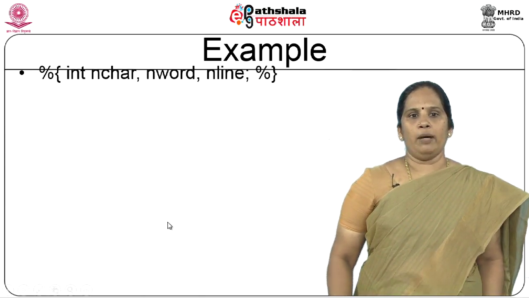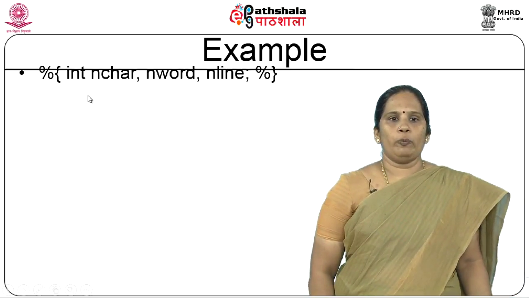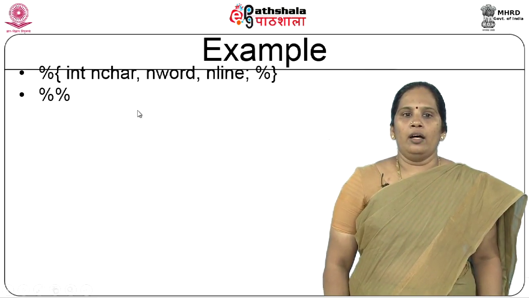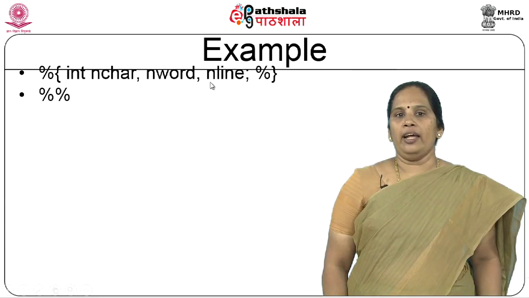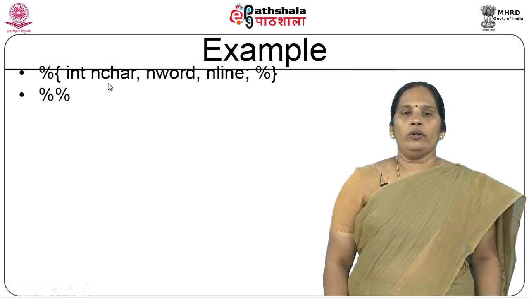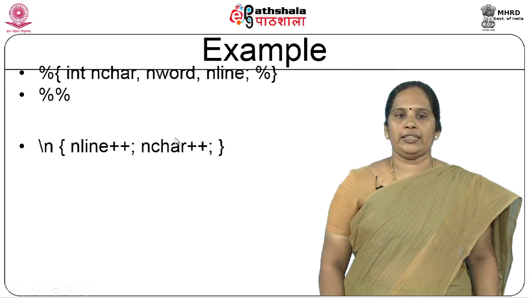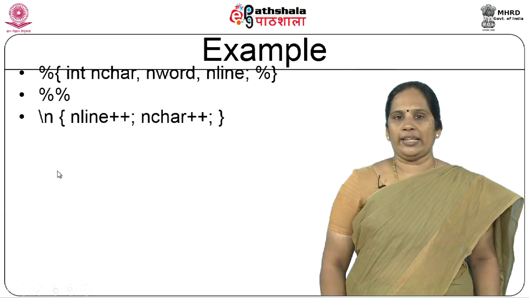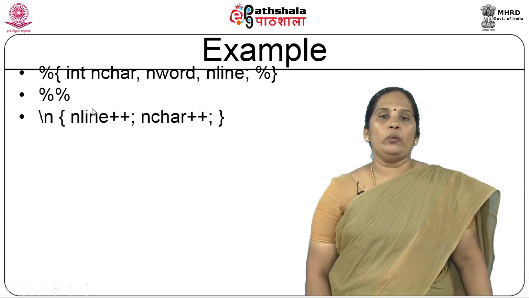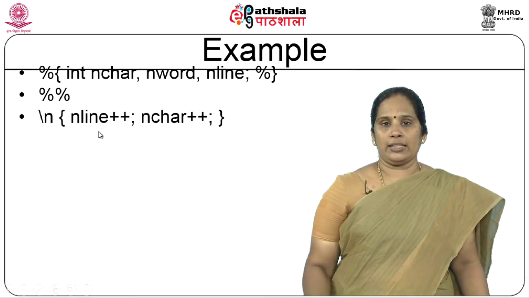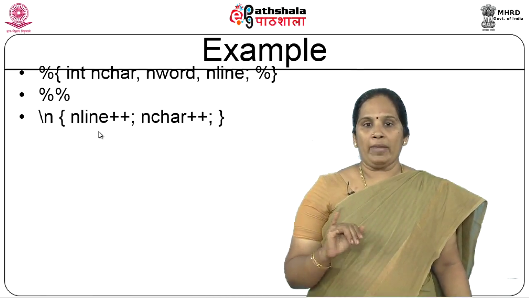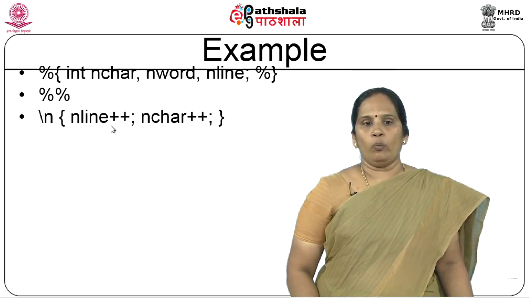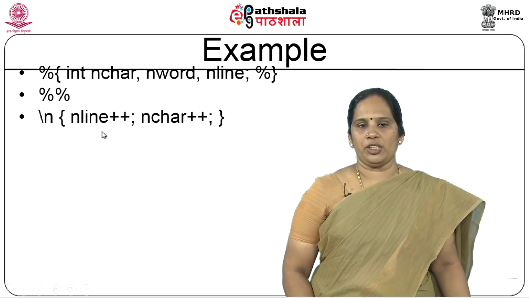So, the next example. Now what does this do? int nchar, nword, nline. You are defining 3 variables here, nchar, nword and nline, to count the number of characters, number of words and number of lines. Now what am I doing here in the second section, the double percentage section? I look at \n. If I encounter \n, I have to increment my line number by 1 as well as increment my number of characters by 1. That is what I have done as part of the action section here.